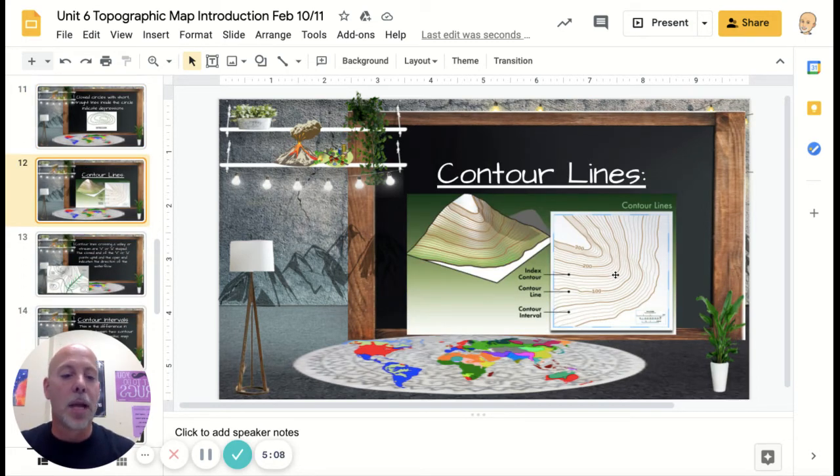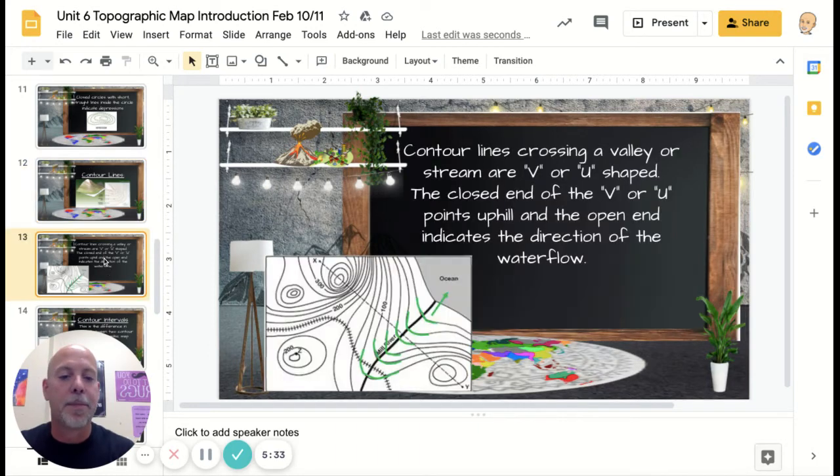Okay, here are contour lines again. This will give you an idea. Right here, you can see the elevation number, 100. Then you have the index contour, and this is where you would start an index, which we're not going to cover. But the contour lines here are the ones that are going to have the contour interval, as it's called, on it. And we're going to get into contour interval in just a second.